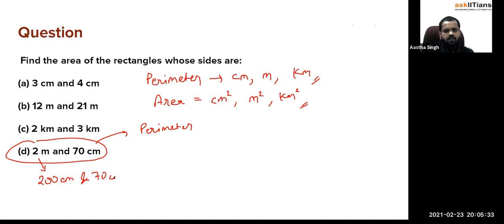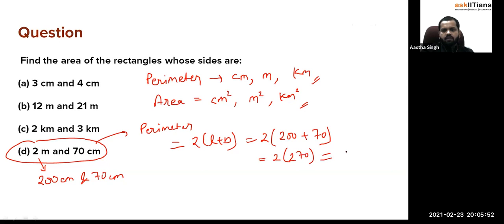And 70 centimeter, right? So perimeter is basically two times of L plus B. L is equal to 200, B is equal to 70. So it is basically two times of 270. Two times of 270 is 540 centimeter. If the question demands the perimeter in meter, just first calculate in centimeter, then convert it by dividing by 100, then it will be 5.4 meter.